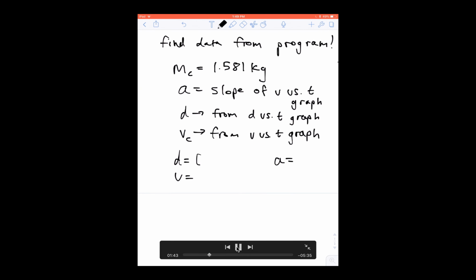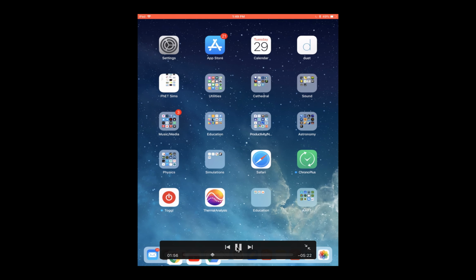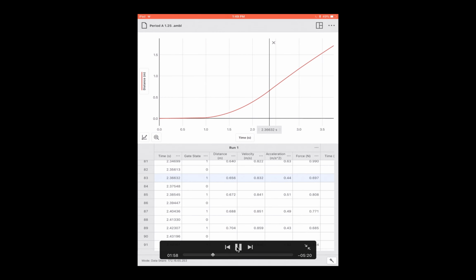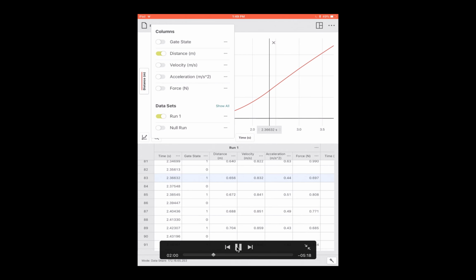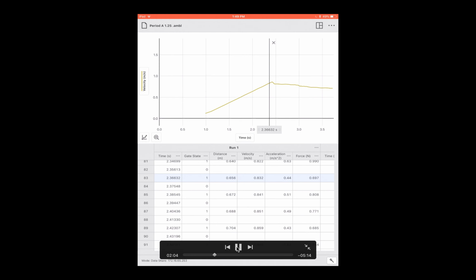So again, that distance was 0.65 meters, 65 centimeters. That makes sense. It's a couple feet. And 0.832 meters per second. That's the speed at that exact same time, at that distance as well. Then the other thing we're going to need to do is get the acceleration of our object, and that's just going to be the slope of the velocity versus time graph.